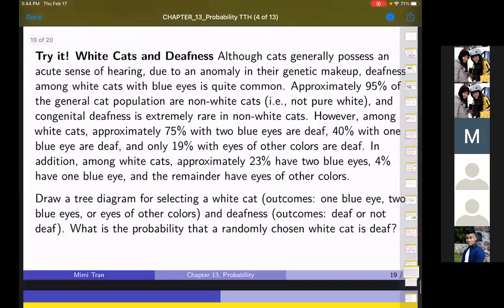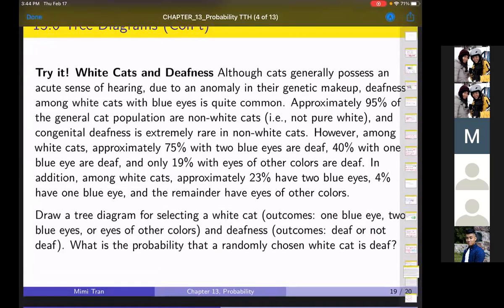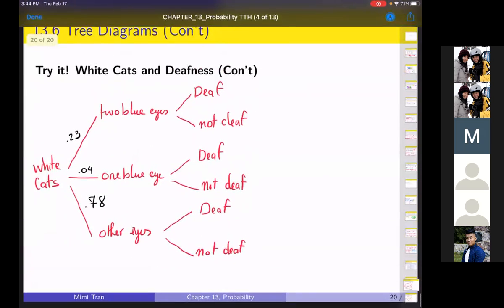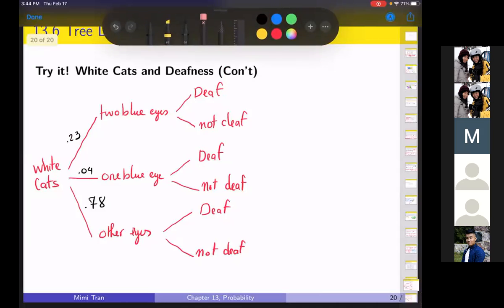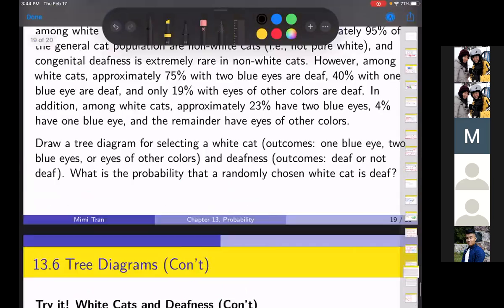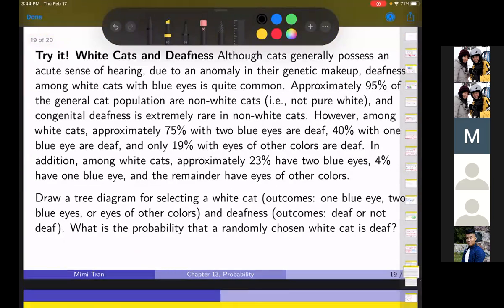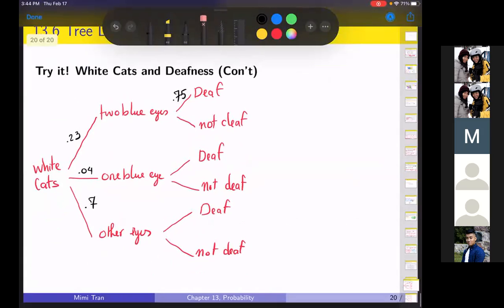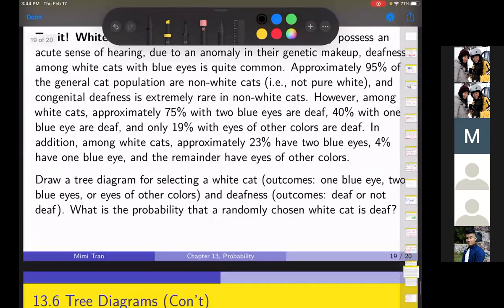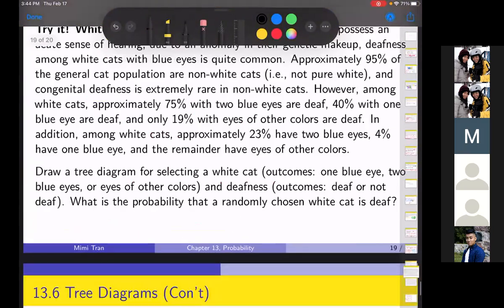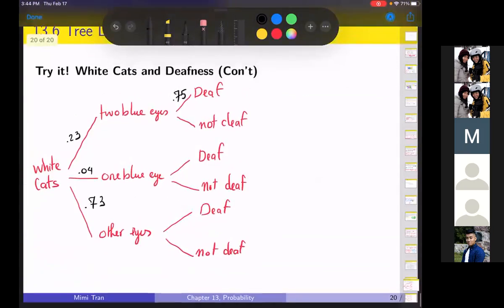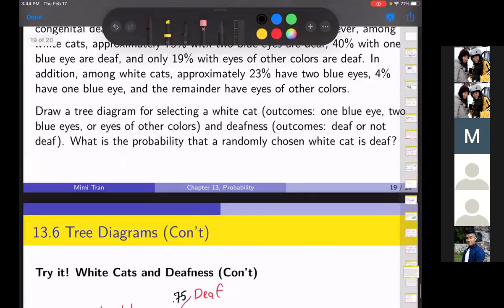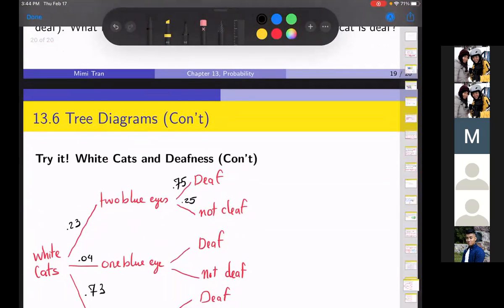Okay, so what happened to 2 blue eye? It's 0.73, right? Yeah, so 0.73. And then not deaf will be 0.25. That's why we summarize our data. But I don't have space, so I'm not going to do it.